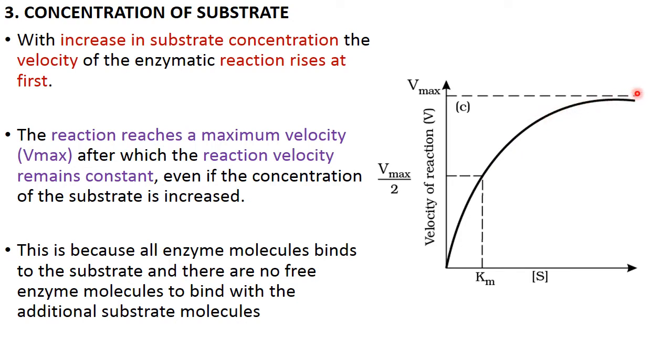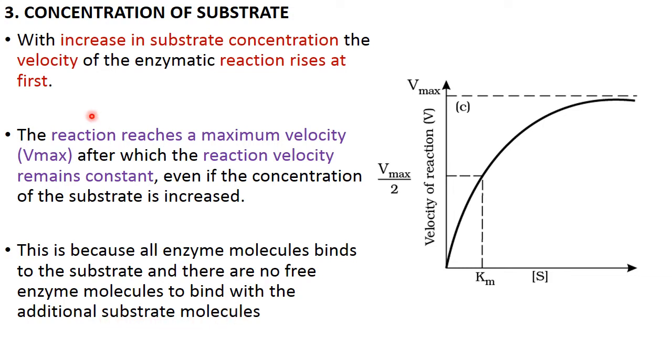फिर flat हो जाता है, it reaches a plateau. And यहाँ पे इस stage पे even if we increase the substrate concentration, the velocity, the maximum velocity of the reaction will remain the same. It's not going to increase. Why? Because all enzymes, there are no free enzyme molecules to bind to the additional substrate molecules.